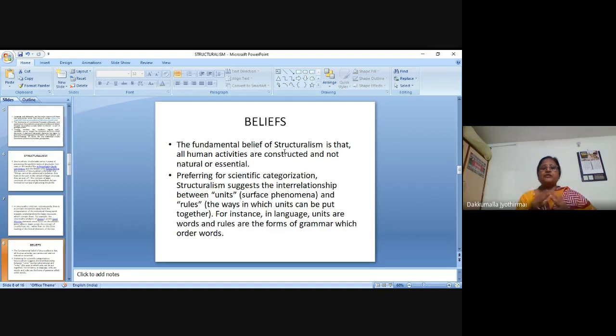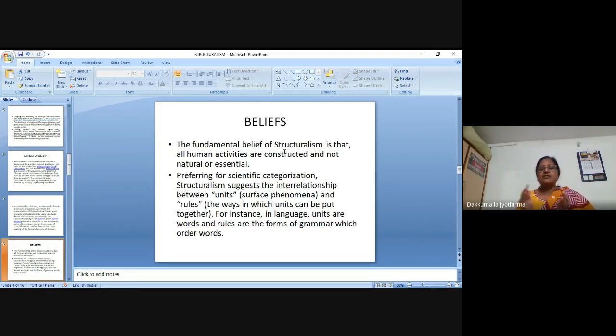take the English alphabet. If you put the alphabet in a certain order only, you will get a certain word. Take for example the word cat, C-A-T. If we put C-A-T in that order, it gives us a meaningful unit, which is the word. If you put A-C-T, it is act, but A-T-C doesn't have any constructed meaning in the English language, for example.